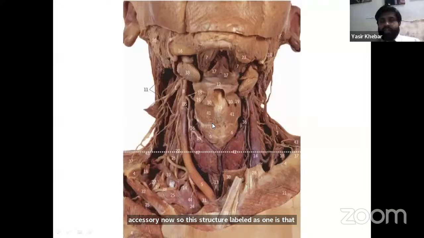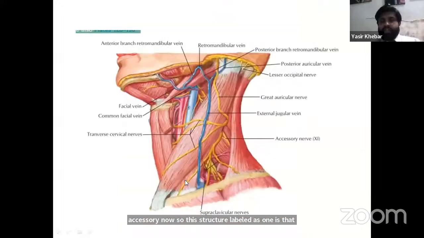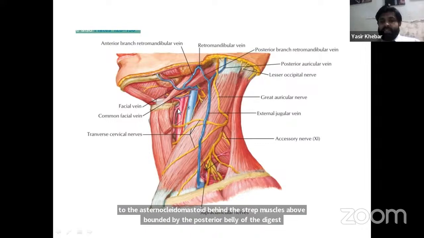Another schematic diagram. This is the lateral view now. You have got the sternocleidomastoid intact, and you have got these strap muscles anteriorly. You have got the sternohyoid, you have got the thyrohyoid, and you can see that this triangle is actually known as the carotid triangle for the carotid sheath, anterior to the sternocleidomastoid, behind the strap muscles, bounded above by the posterior belly of the digastric muscle and the stylohyoid muscle. This is the carotid triangle.